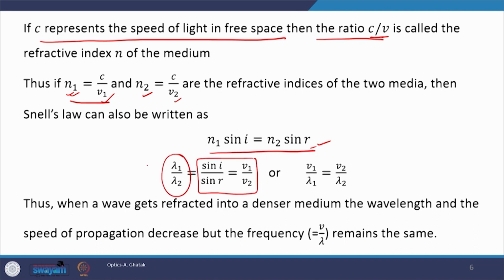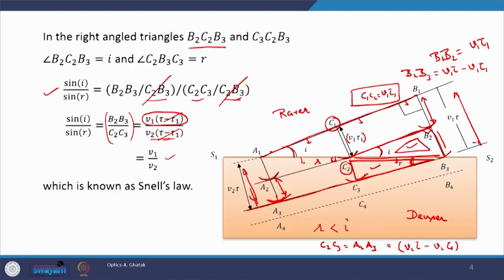How to involve wavelength? Now, suppose in this figure 4 plane waves are drawn, and suppose all these wavefronts are separated by some distance. Suppose this is lambda 2, this is again lambda 2, this is again lambda 2, and here it is lambda 1. This will also be equal to lambda 1 because this is in the first medium. What we can say is that C1C2 is equal to B1B2, which would be equal to lambda 1.